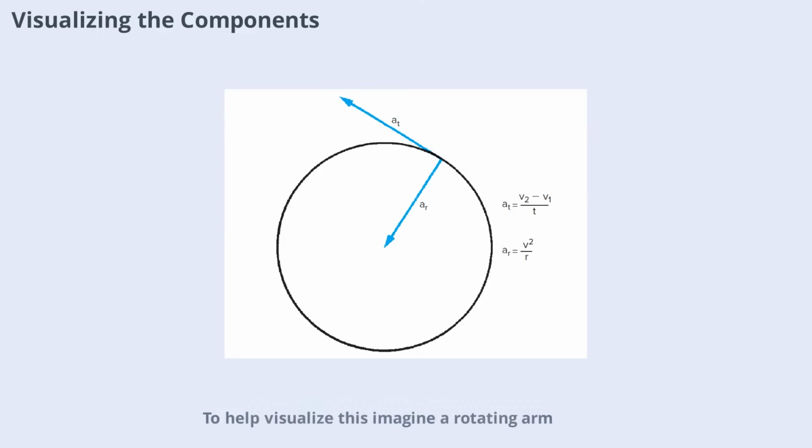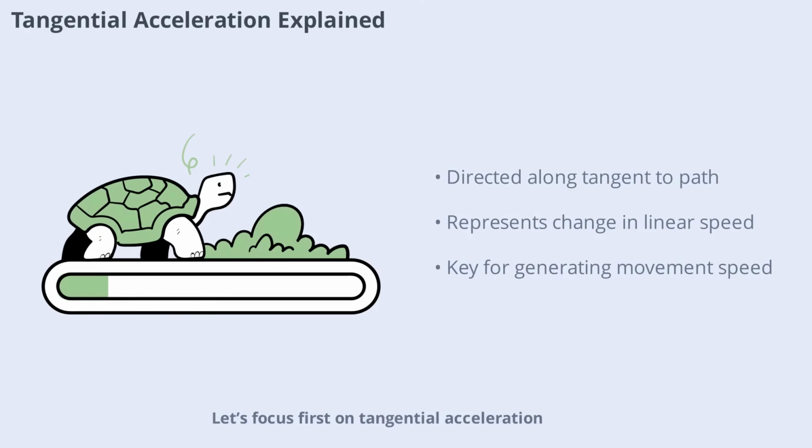To help visualize this, imagine a rotating arm. The acceleration at any point on the arm can be broken down into two directions, one along the tangent of the motion path and one pointing toward the center of rotation. These two components are known as tangential and radial acceleration. By understanding these directions, we can see how complex rotational movements are actually made up of simpler linear accelerations working together. Let's focus first on tangential acceleration.